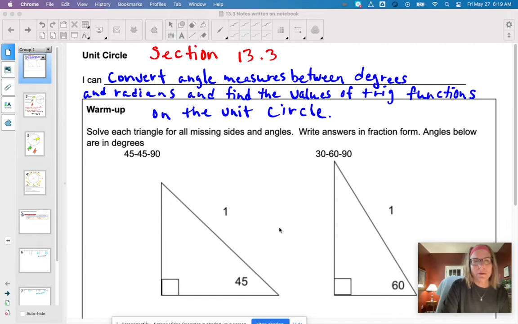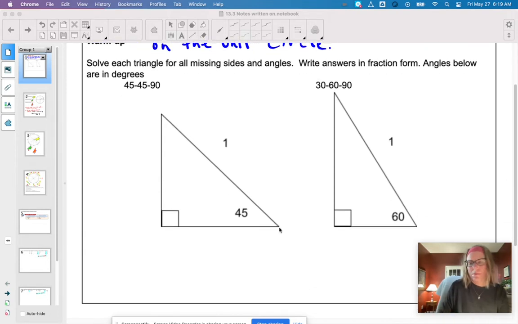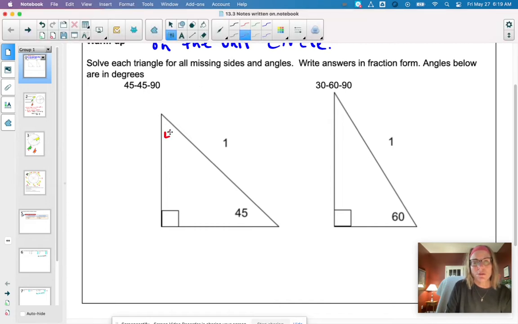Let's start with the warm-up. We're going to solve each triangle for all the missing sides and angles, write our answers in fraction form, and the angles below are in degrees. So these are two examples using special triangles. And this is going to be important because we're going to use special triangles today in deriving the coordinates in a unit circle. So we have a 45, 45, 90.